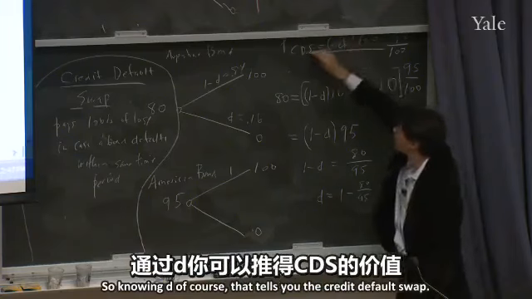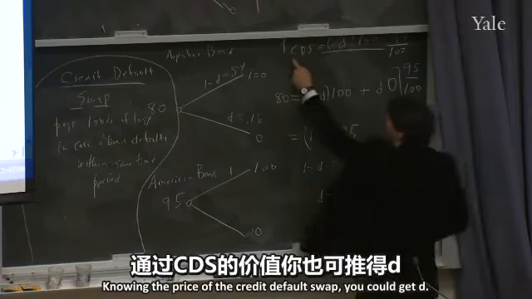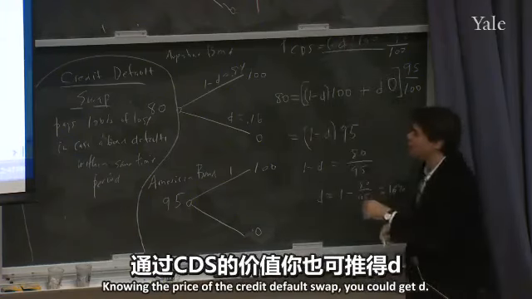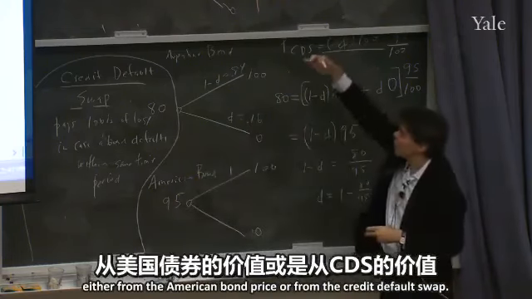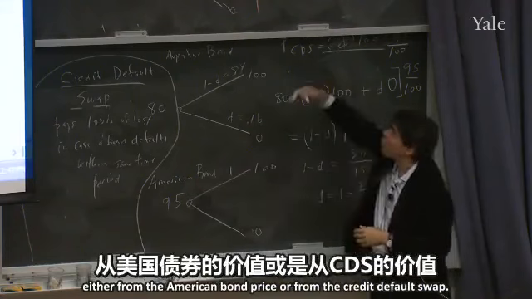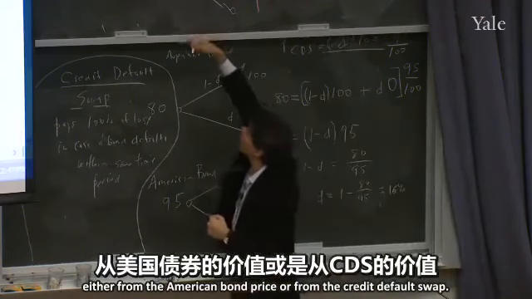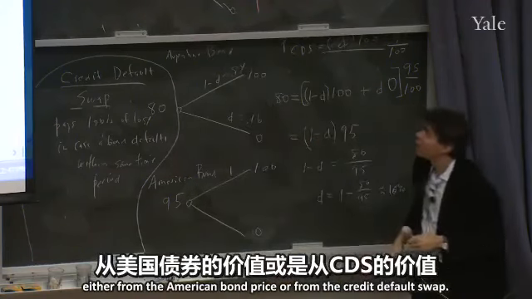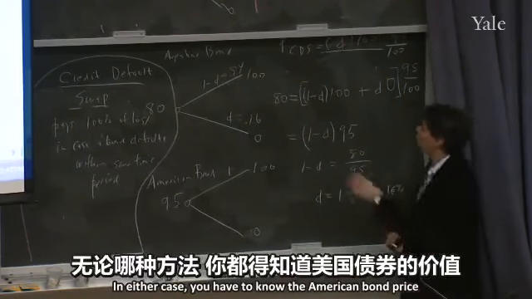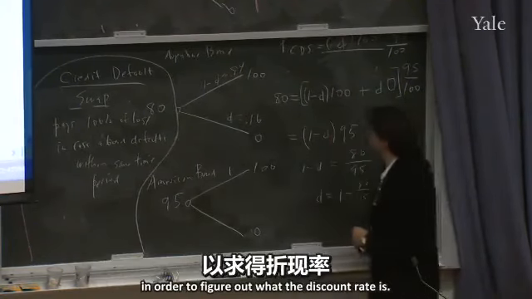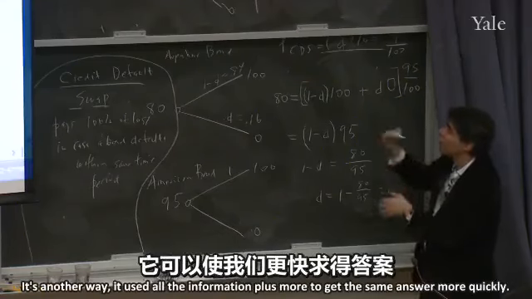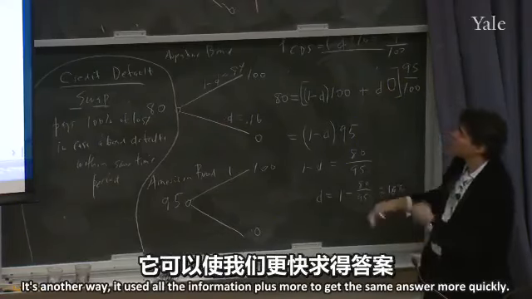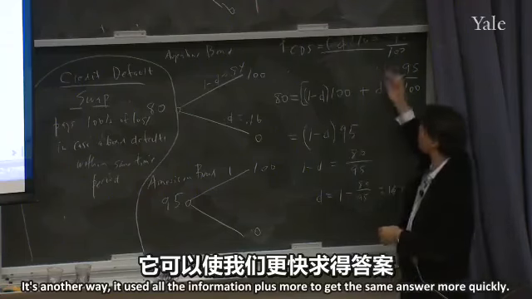So knowing D, of course, that tells you the credit default swap. Knowing the price of the credit default swap, you could get D. So you could deduce D in two different ways, either from the American bond price or from the credit default swap. In either case, you have to know the American bond price in order to figure out what the discount rate is. So the credit default swap is sort of overkill. It uses all the information plus more to get the same answer more quickly.